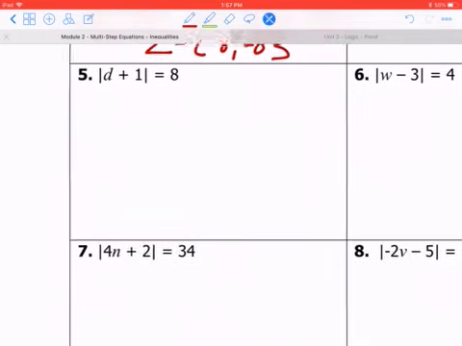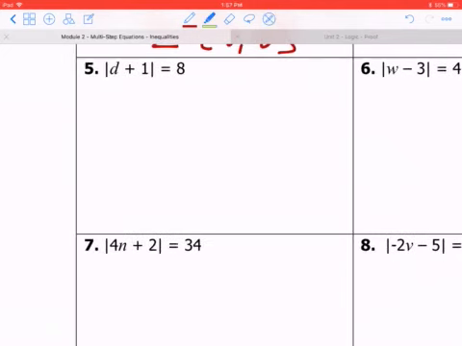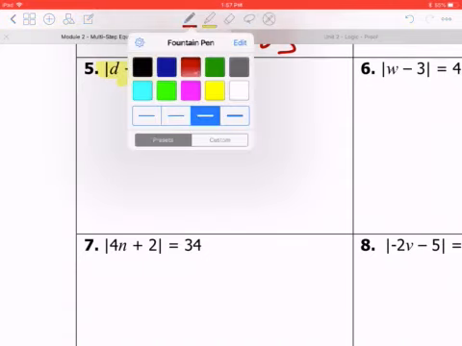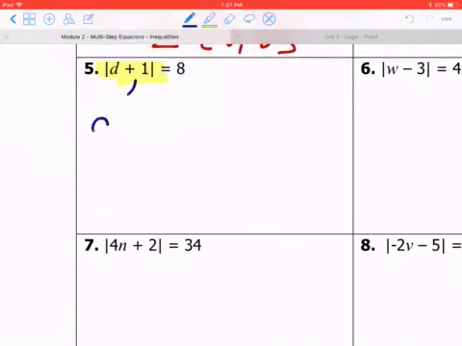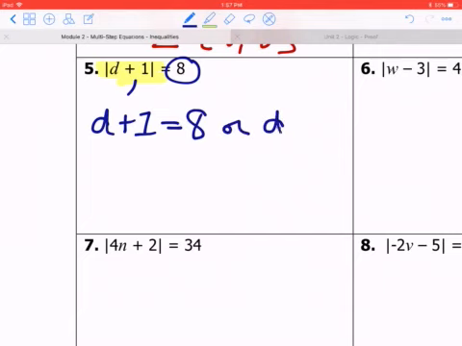Let's jump down and look at number 5. Absolute value is still isolated. There's nothing else. It's still there by itself. So I'm going to pull out what is inside. So I have d plus 1. And that's going to be equal to the positive 8. And then I'm going to do a second one. d plus 1 equals negative 8. So you always take whatever's on the other side and do a positive and negative. And now we're going to solve.